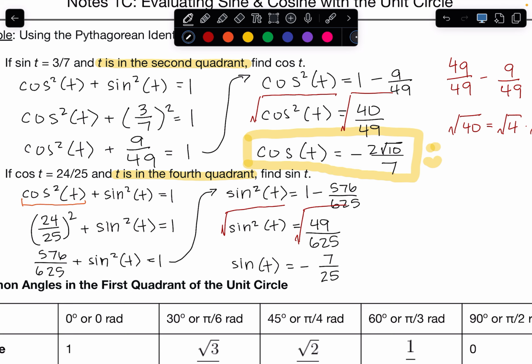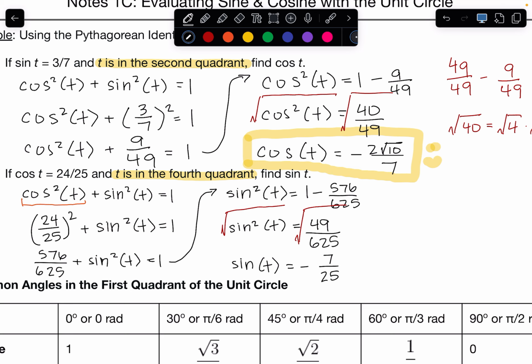Good. Very good. Reminders that once you have those fractions, you can start finding all the others. I know cosecant would be the reciprocal of sine, negative 25 over 7. I know that tangent would be sine over cos, so it would be 7 over 24, as the bottoms would cancel. Good.